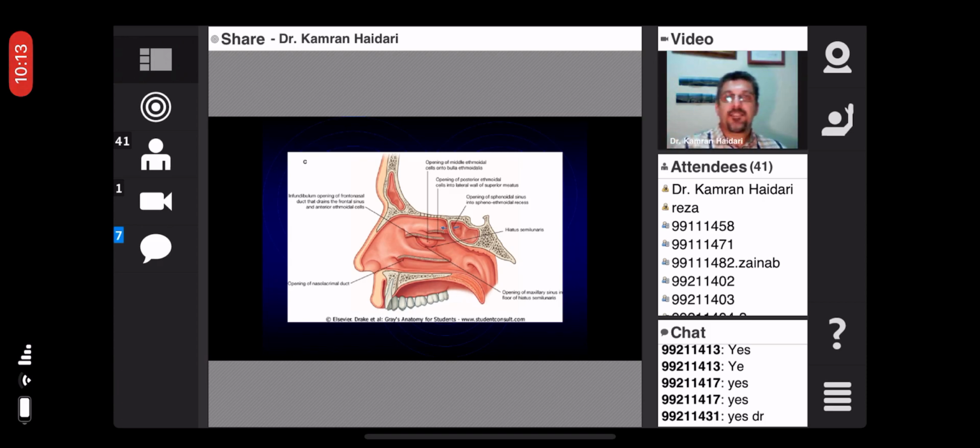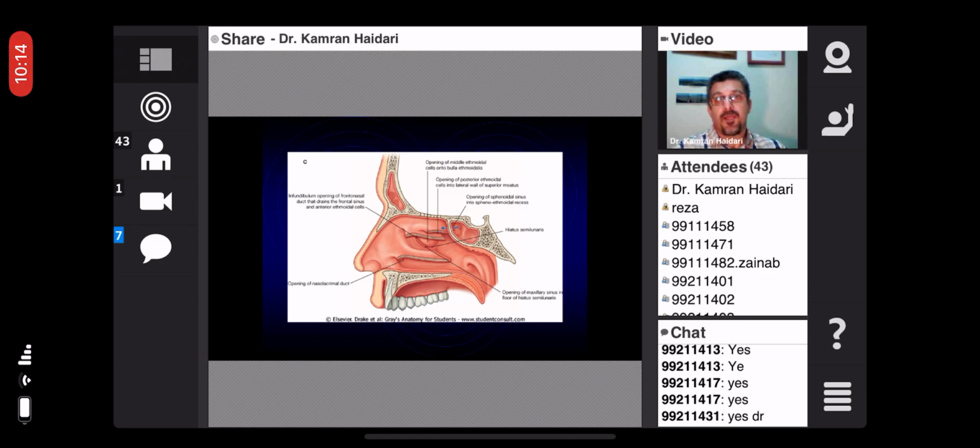Below bulla ethmoidalis, you've got a sulcus. This sulcus. Below the bulla ethmoidalis, you've got a sulcus. This is the hiatus semilunaris. At the back of hiatus semilunaris, or posterior part of hiatus semilunaris, you've got the opening of the maxillary sinus.